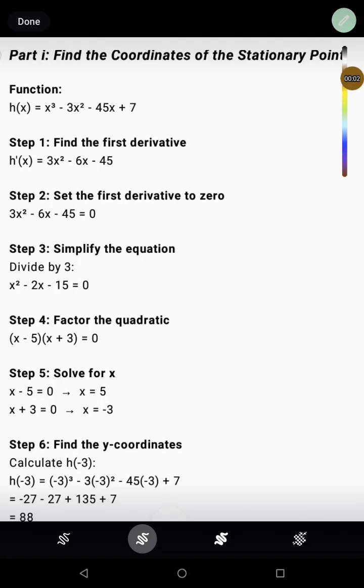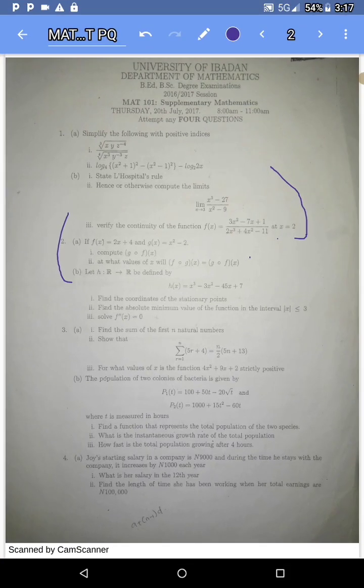Next one we have here, find the coordinates of the stationary point. Once again, I want to show you the question is there. This is question 2b. If h is a mapping of reals to reals, that's how you define that. h is a mapping of reals to reals, that is, the domain is real numbers, the codomain is real numbers, defined by h of x equals x cubed minus 3x squared minus 45x plus 7. Find the coordinates of the stationary point.